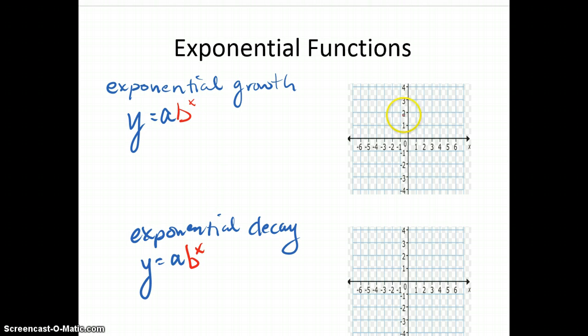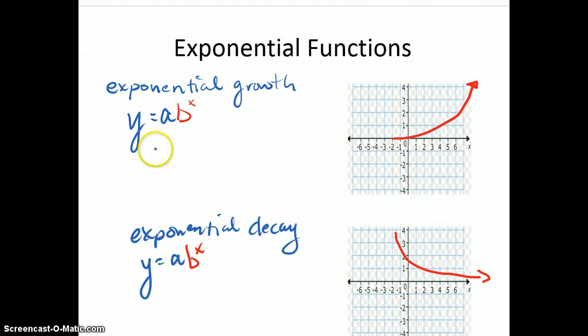When looking at exponential growth, and remember this is the graph that goes like this, it grows exponentially, it gets larger over time. What we're concerned about is this b value. Certain values for b will make it go up each time. Certain values for b will make this decay and make it go down over time.